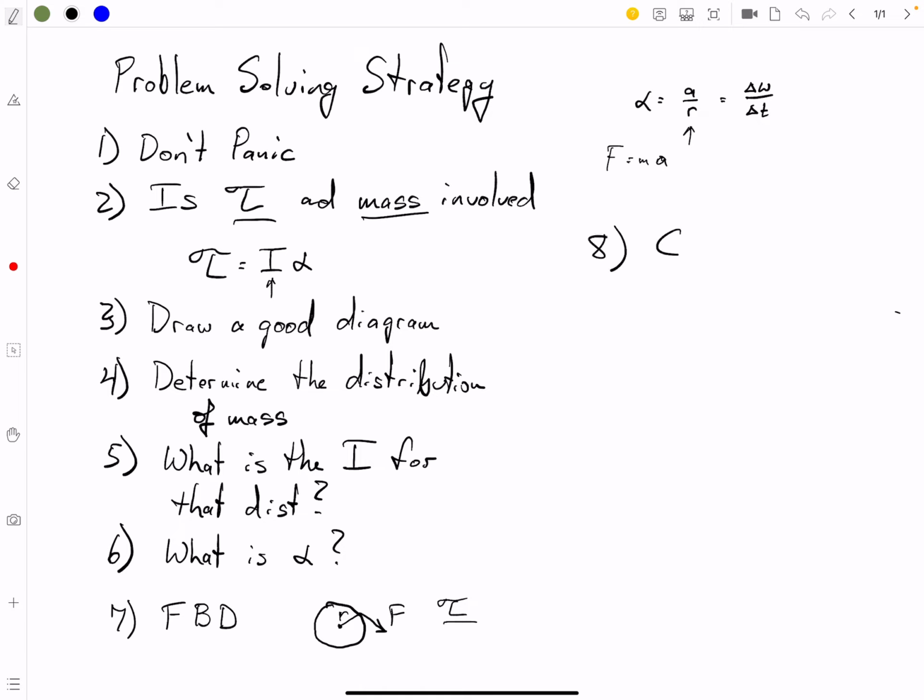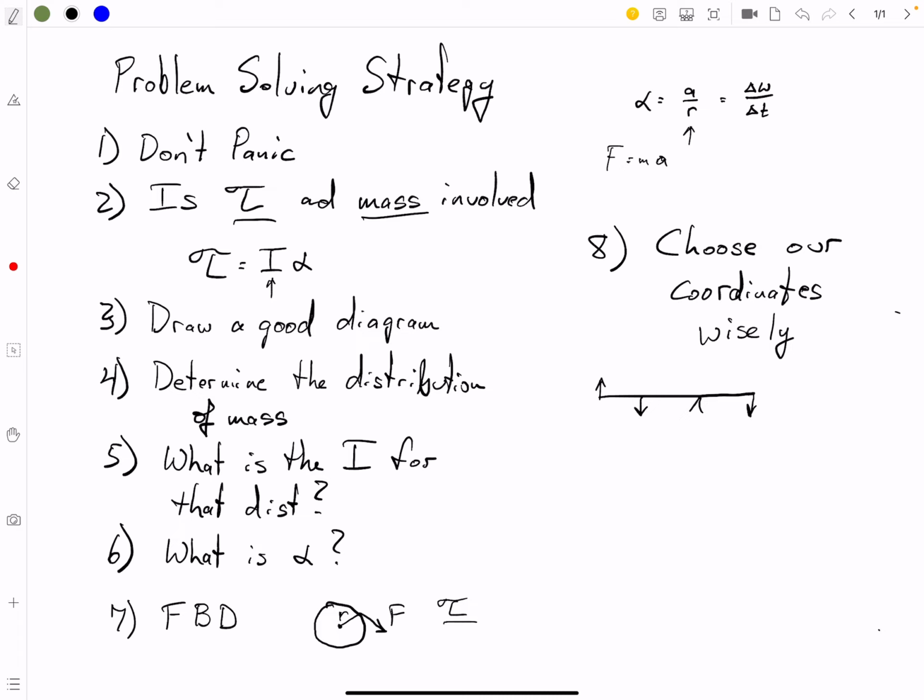We need to choose our coordinates wisely. Okay, so we might have a stick. It might have a fulcrum right here. We might have a force going this way. We might have a force going this way and a force going this way.